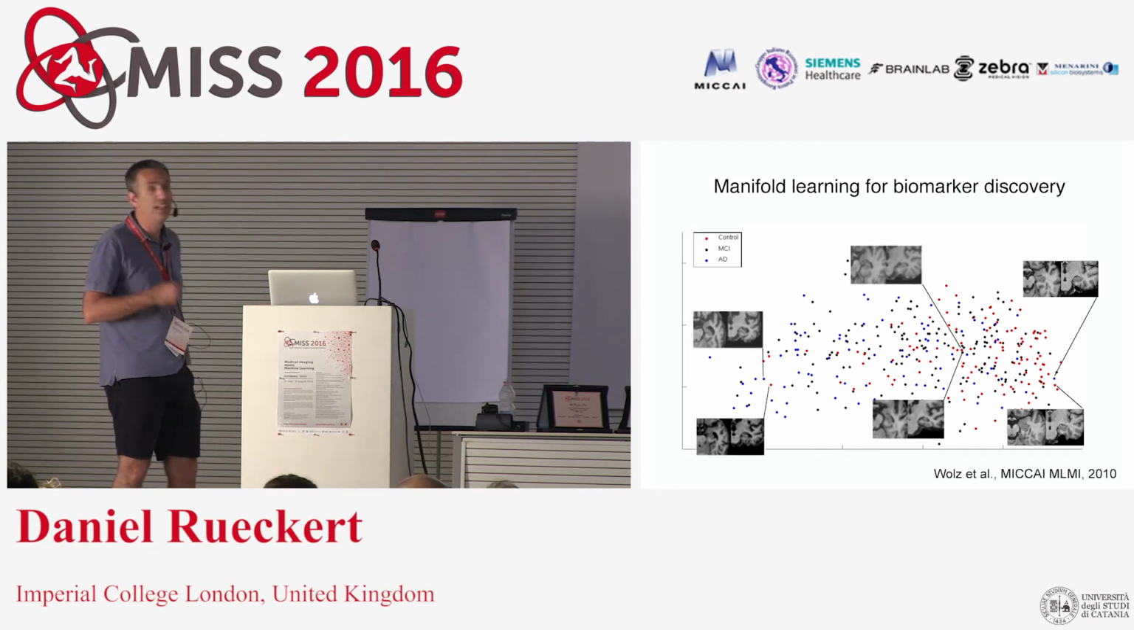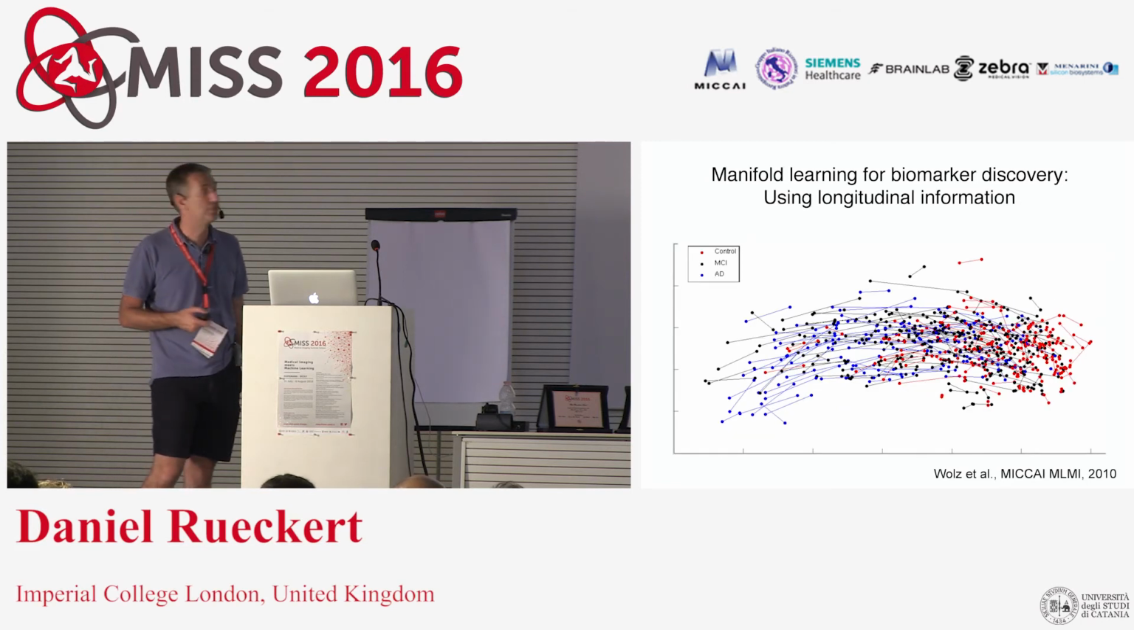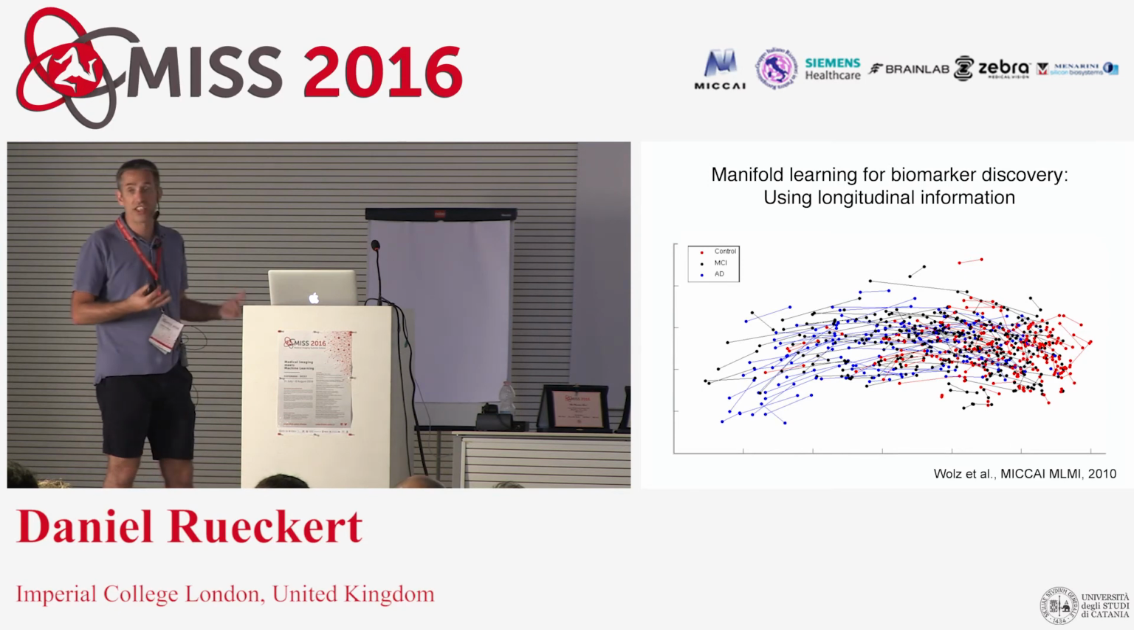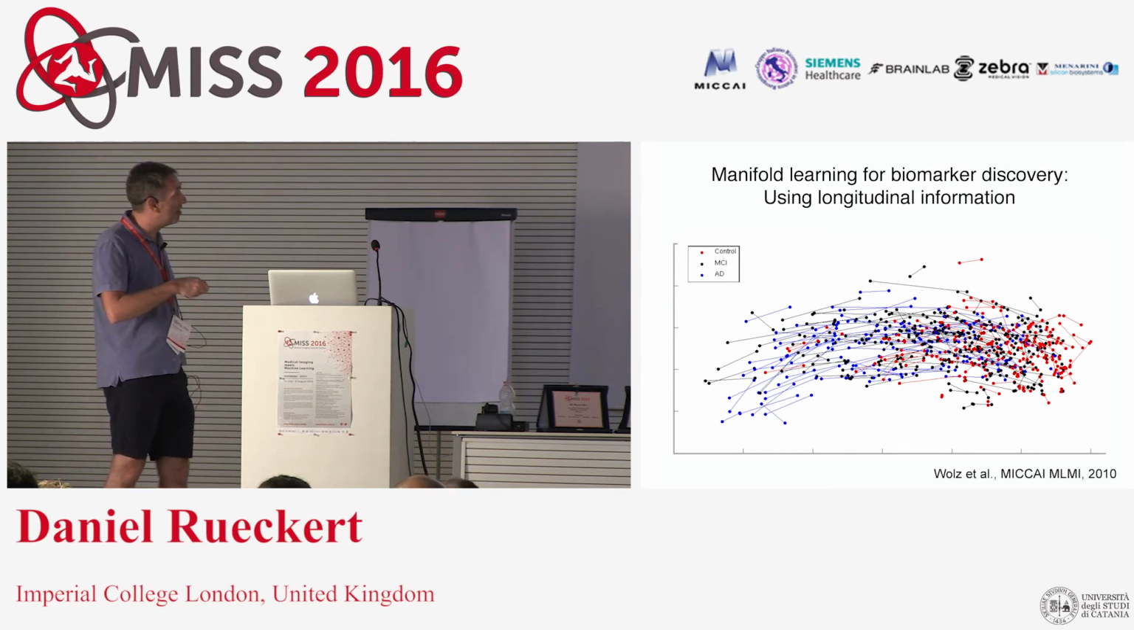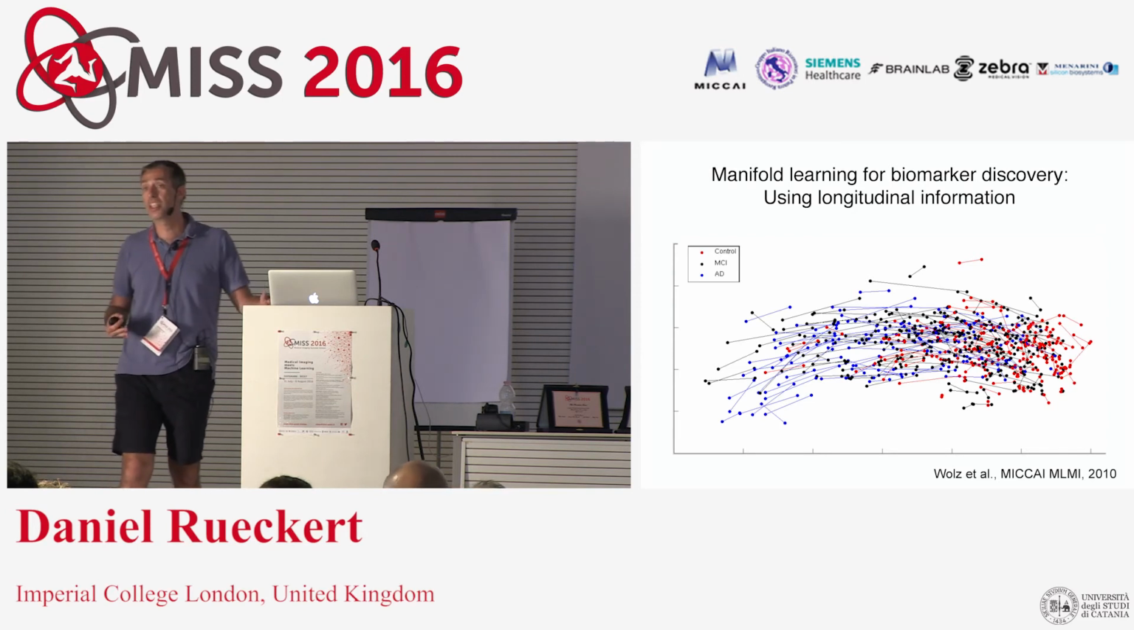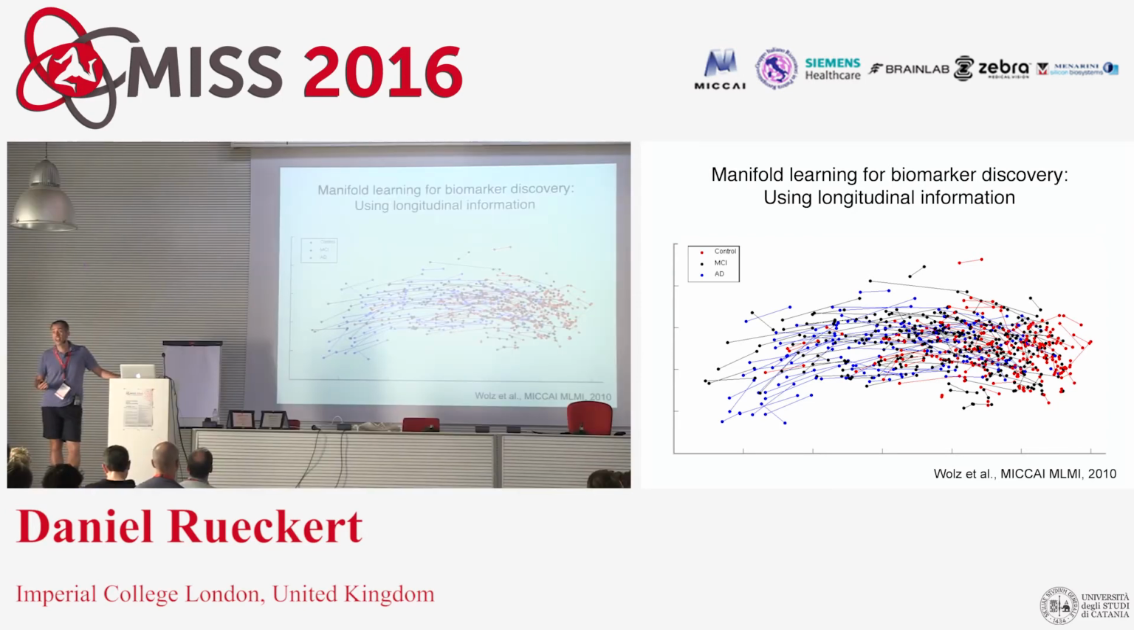And suddenly you start to see a behavior where all the AD subjects, the blue ones, start in this part of the manifold, but then move towards the left. It turns out that if you use this longitudinal information and the manifold coordinates as an input to a classifier, you can do very accurate differentiation between normal controls and people who have dementia.